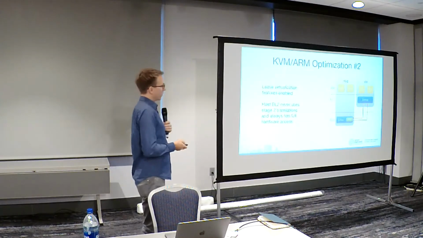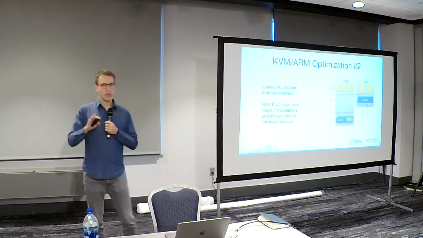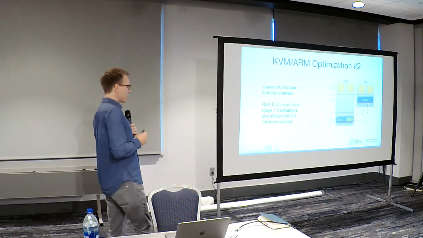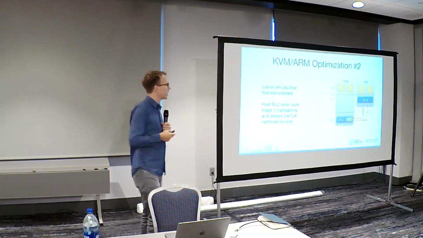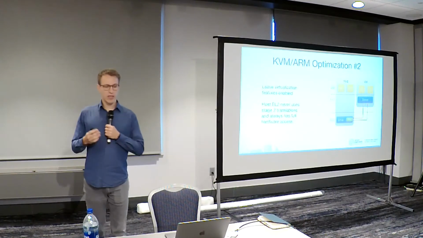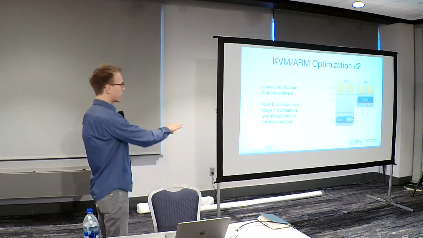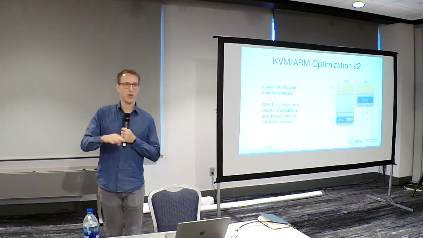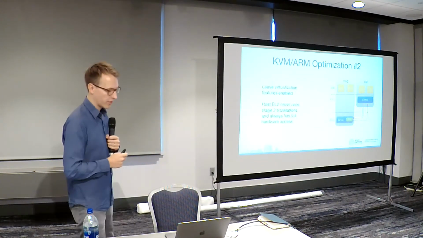With VHE, we can always leave those features enabled. We just configure the hardware for running VMs once when we boot the system, or when we load the KVM module in the kernel. And then we just leave those configured. And that works because EL2 never uses stage 2 translation. It always has full access to the underlying hardware, no matter how the virtualization extensions are configured.